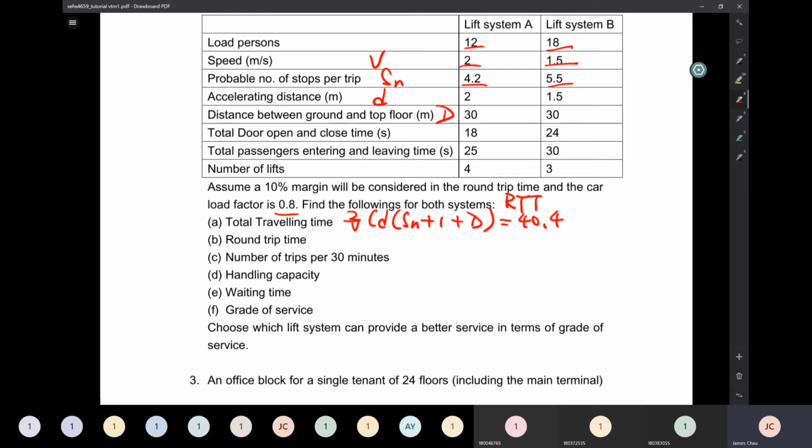That means, how can we achieve this answer? Now Sn plus 1, you have 4.2 plus 1, times D is 2, plus 30, and then multiply by 2 over V. V is 2 here. So you can make this answer equal to 40.4. Okay.